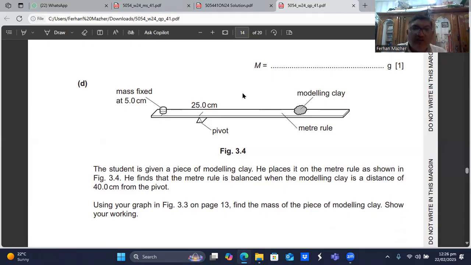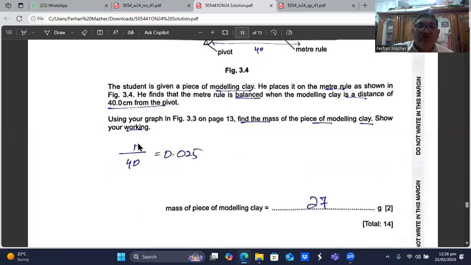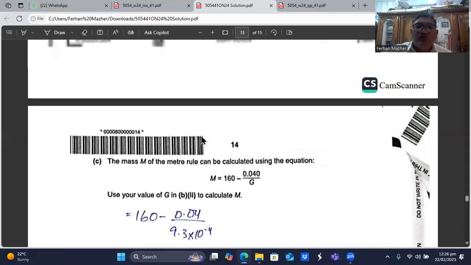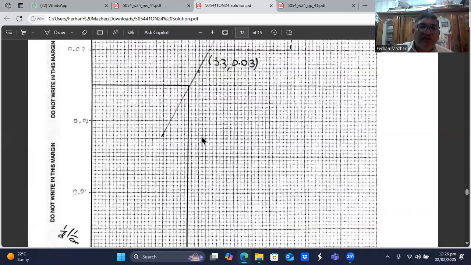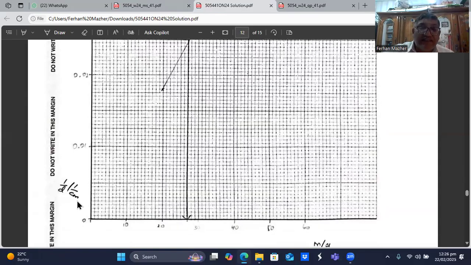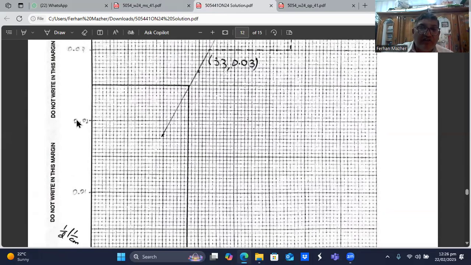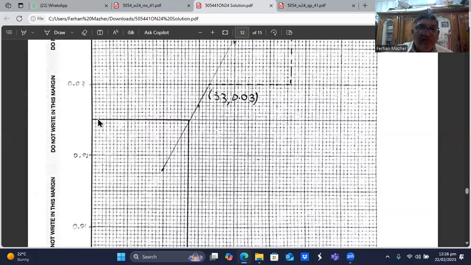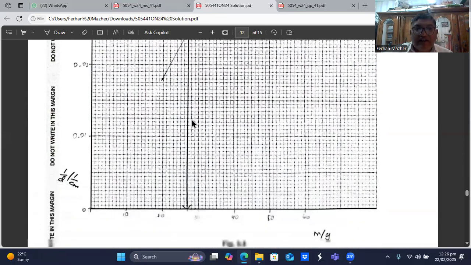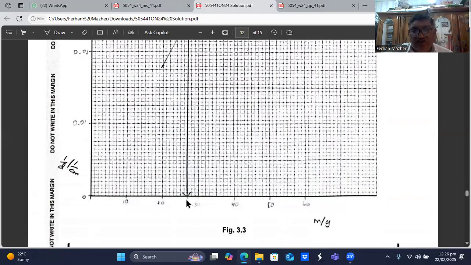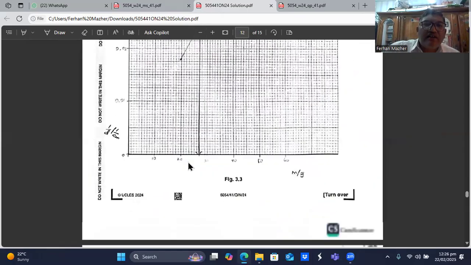So just find 1 divided by d. 1 divided by 40 is 0.025. And you will go to your graph. On my graph, on the y-axis, I will check where the 0.025 is. So this is that value. From here, I will come to the line of best fit, and under that, I will check what the value is. So that is 27, I think. That reading is 27.